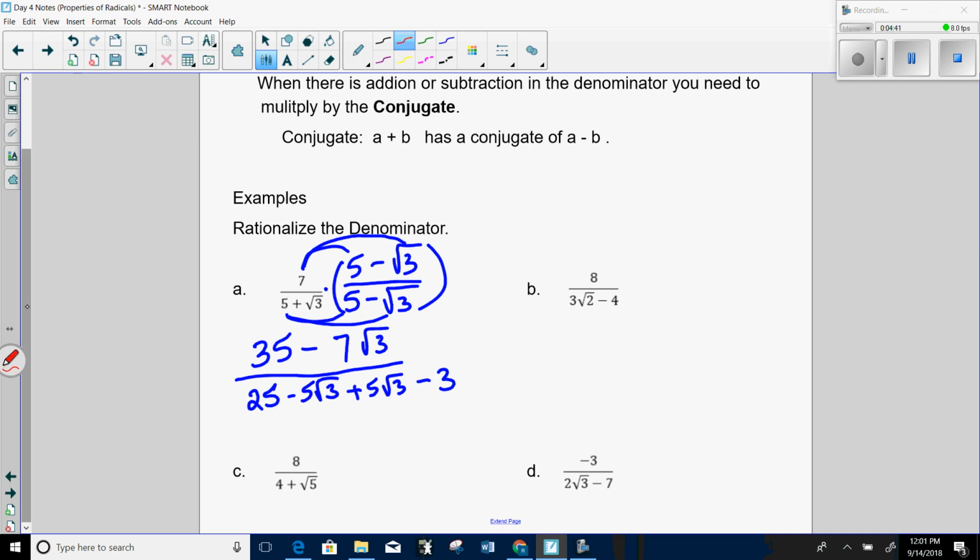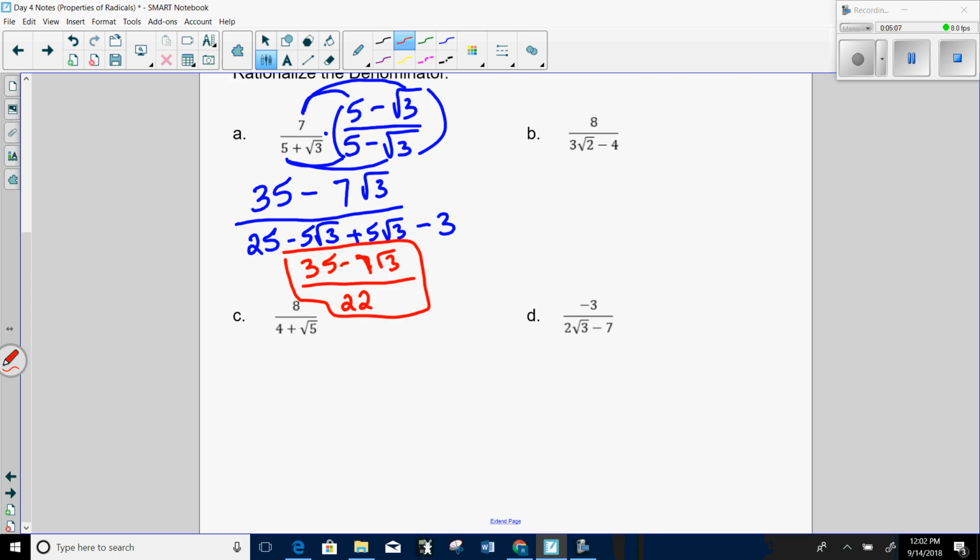Now what happens is we combine our like terms. 35 and the square root of 3 can't combine. And 25 and negative 3 is 22. And negative 5 square root of 3 and positive 5 square root of 3 is 0. And my answer is this right here. Okay? Now, let's look at one of these other ones.